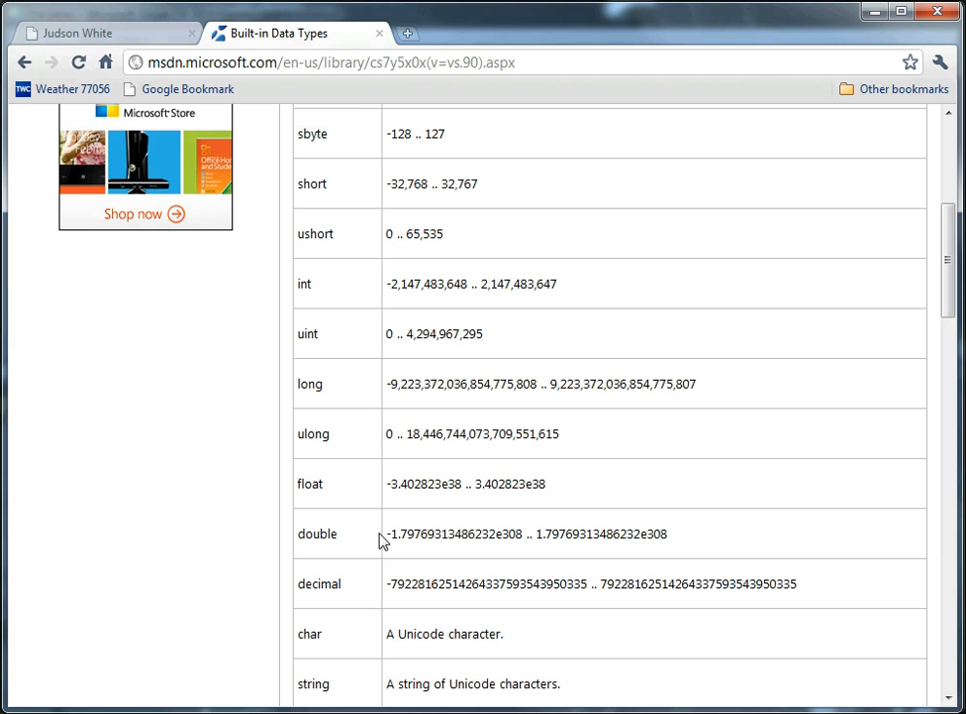A float is a single precision floating decimal. It's relatively unused today, at least in my experience. It could be used for interoperating with other code if you're using DLL import, or possibly if you're making some calls to a COM component or into the Windows API. Double is kind of the more common. It's double precision.